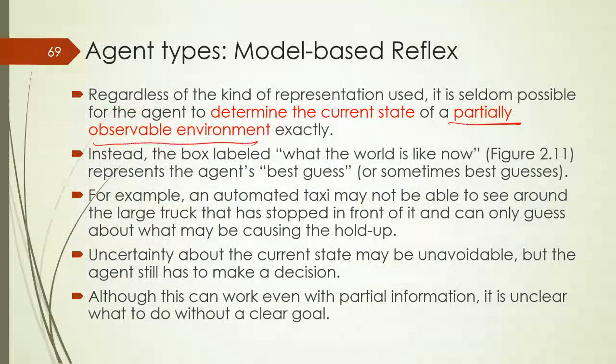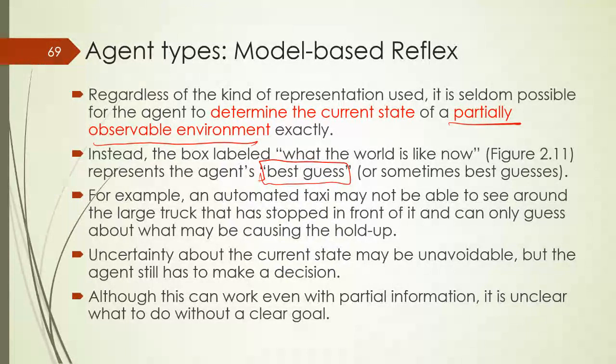Instead, a box labeled "what the world is like now" represents the agent's best guess. Sometimes we need to build up a stochastic or probability-based model. Most likely it would be like that. With this percentage of chance, it will be like that. With this probability, it will be this state or that state.